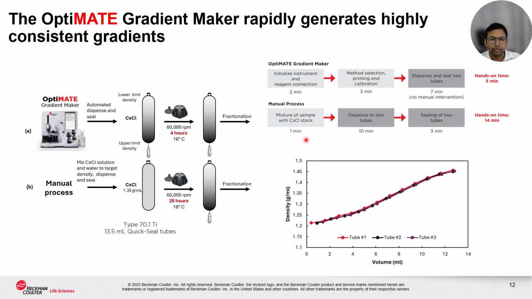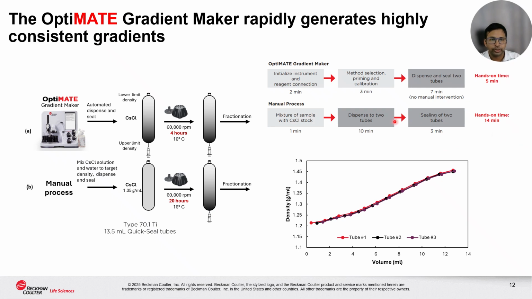The manual process involves the mixing of your sample. In this case, we'll just use water with cesium chloride, which is a fairly quick step. You then go ahead and dispense it into 2 tubes. Now, this takes a little longer simply because you're trying to avoid any bubbles that are formed and stay trapped inside of the tube when you're using a syringe with a blunt end cannula. So you still do this a little bit carefully. You can do it faster, I guess, but there are some risks with it. The next step is then the sealing of the two tubes, which again is not a very time-consuming step. So for 2 tubes, you're looking at 14 mils in total.